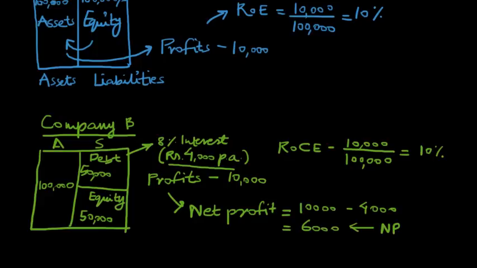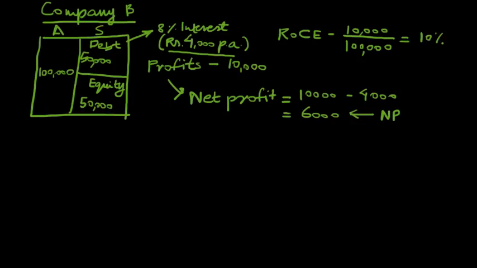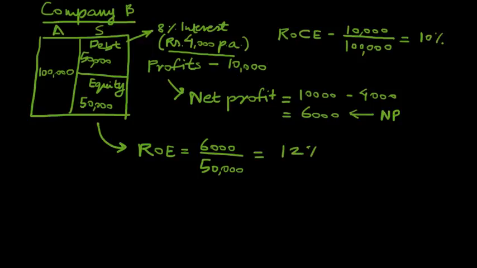Now to calculate the ROE of this company, we'll divide the 6,000 figure, which is the net profit after paying the interest, by the 50,000 of equity, not 100,000, because we are calculating ROE here and the equity is 50,000. So that gives a figure of 12%.